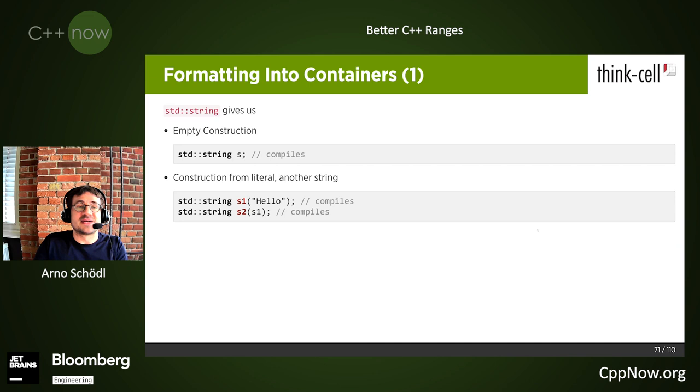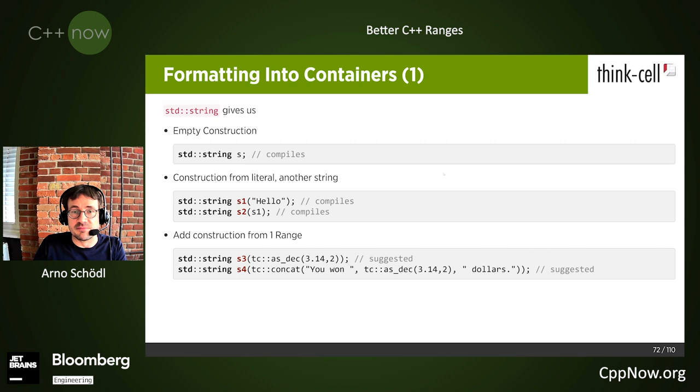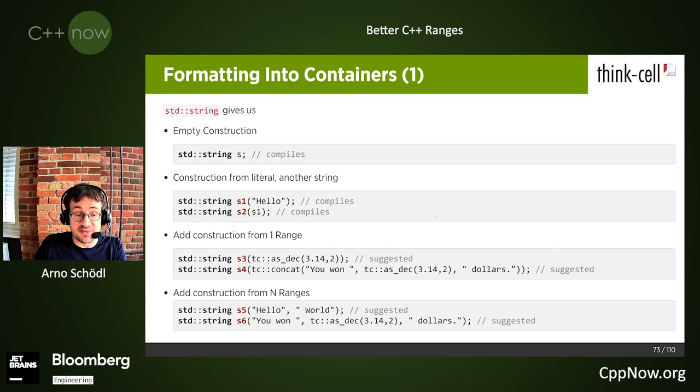Now we talked about all these ranges and how we can do string formatting into these ranges. How can we actually put them into containers? Now, the std string gives us empty construction, right? So when you are constructing with no argument, then it's an empty string. Now you can also construct it from a literal or another string. I think it would be quite natural if you could also construct the string from a range, first of all from one range. And here you have this one range with TC concat. And so you can simplify that just by omitting the TC concat.